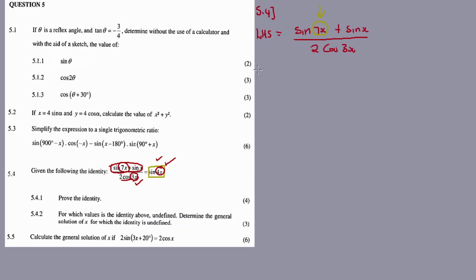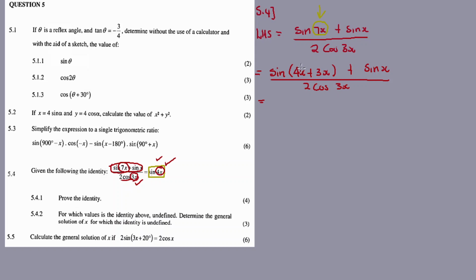So here we say sine 7x we write as 4x plus 3x, plus sine x divided by 2 cos 3x. I feel like I've seen this identity somewhere, man. I don't know where, but it looks familiar. But all right, anyway, this is an identity. I mean a compound angle up there.